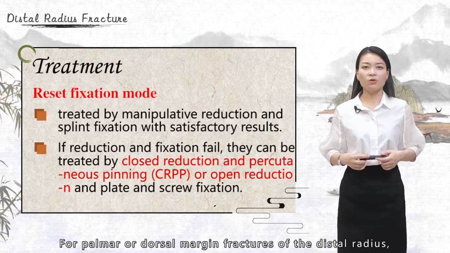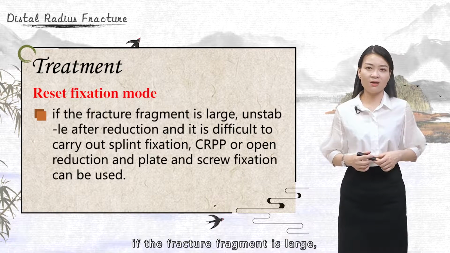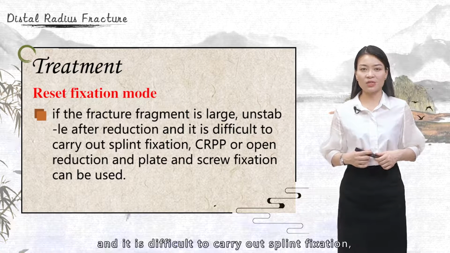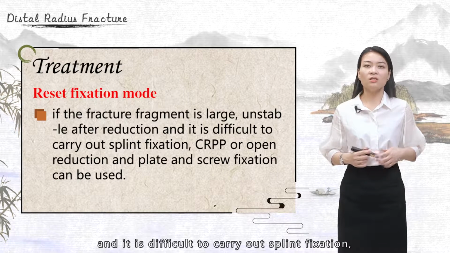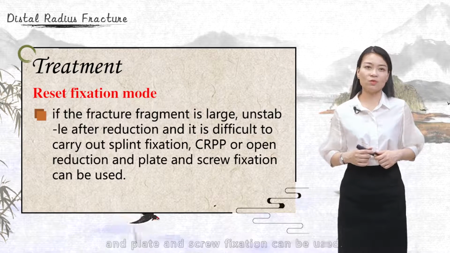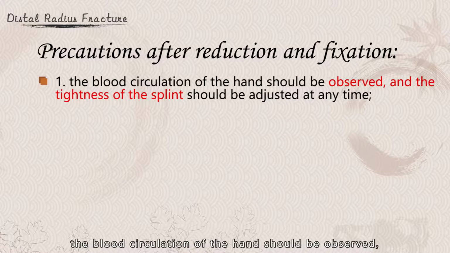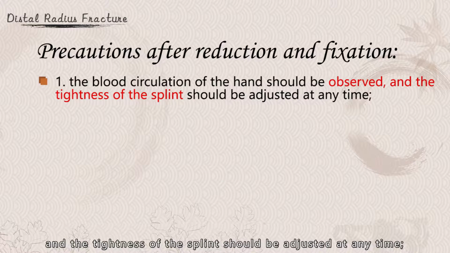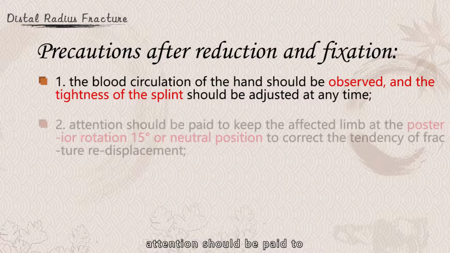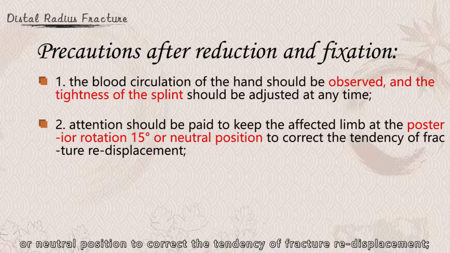For palmar or dorsal margin fracture of the distal radius, if the fracture fragment is large, unstable after reduction, and it is difficult to carry out splint fixation, CRPP or open reduction and plate and screw fixation can be used. After reduction and fixation, the blood circulation of the hand should be observed, and the tightness of the splint should be adjusted at any time. Attention should be paid to keep the affected limb at posterior rotation 15 degrees or neutral position to correct the tendency of fracture redisplacement.